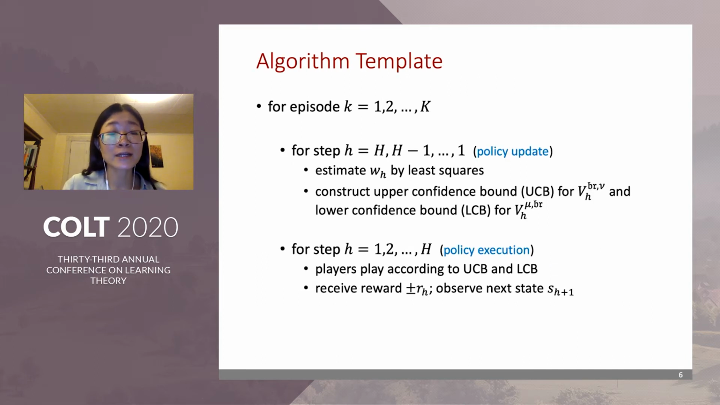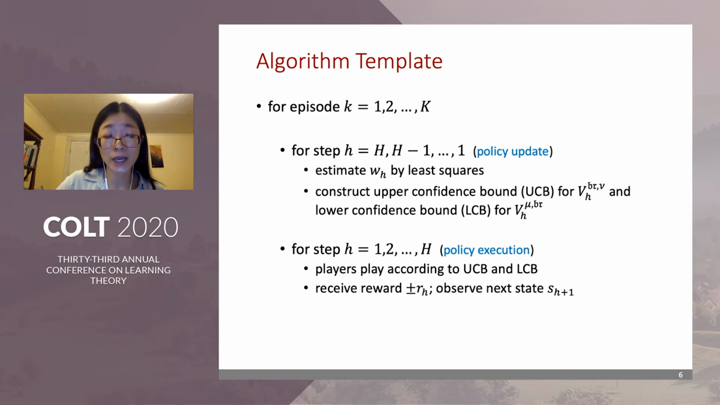Here is the template of our algorithm. At each episode, the algorithm first updates the policy for both players and then executes the policy to play the game. In particular, in the policy update step, we first estimate the linear coefficients of the Q function by least squares estimation.